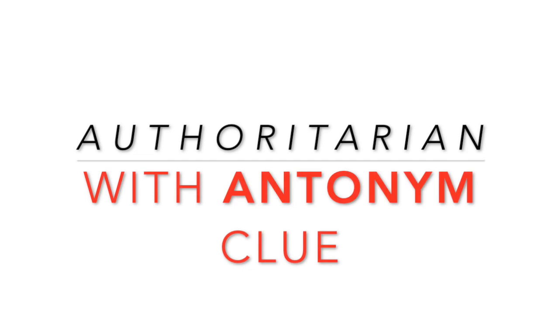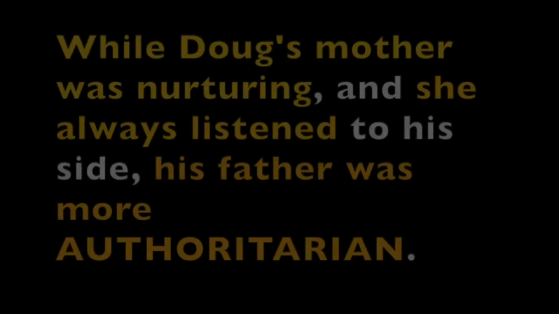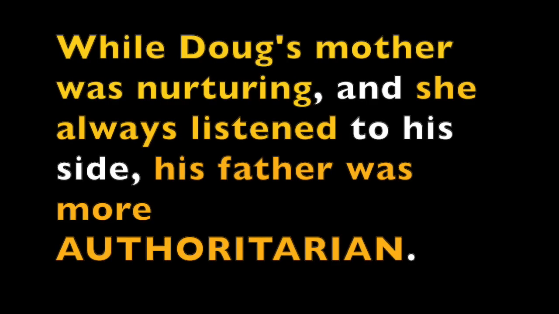Here's authoritarian used with a context clue and the strategy of an antonym, opposite word, like black and white, right and wrong, night and day. Those are all antonyms, okay? While Doug's mother was nurturing and she always listened to his side, his father was more authoritarian. All right, so we gave mom as the antonym. She's very nurturing. She always listened. Dad, on the other hand, authoritarian.